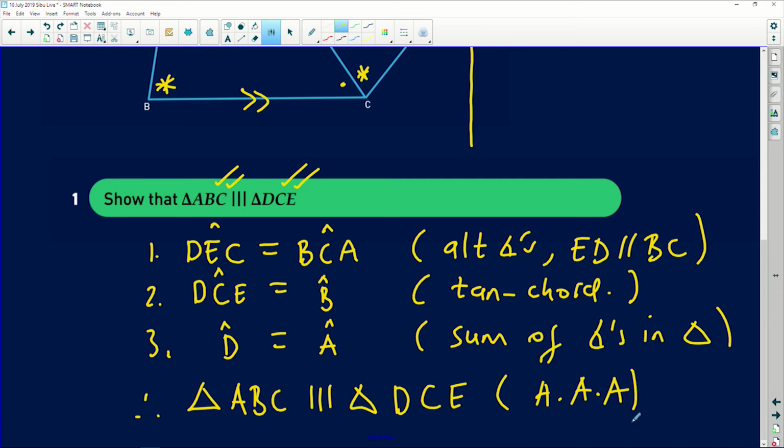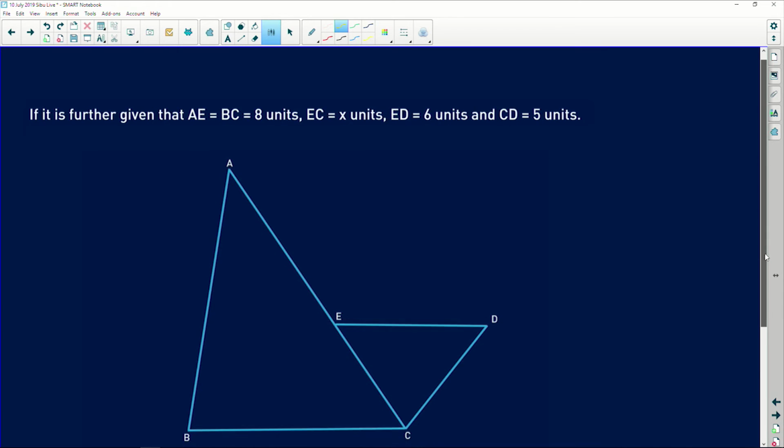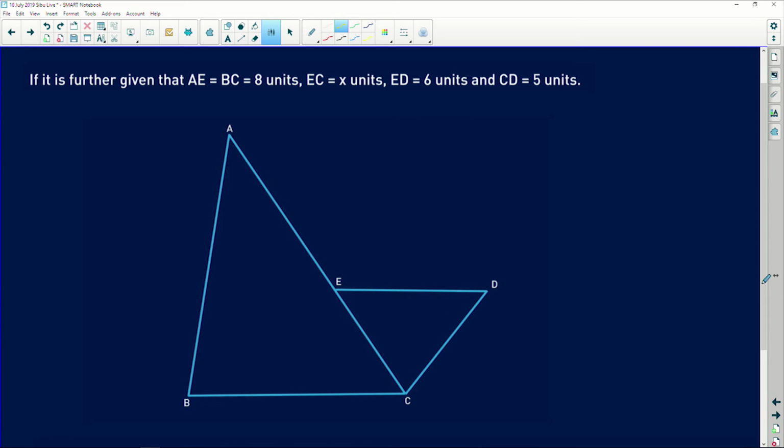Right. Moving on to the second part of this question. It says to us there, it is further given that AE equals BC equals 8 units. Now, it's very important for you to read information and draw or write that information on a sketch. AE, where is AE? AE is this length. It is apparently 8 units. So I'm going to write 8. It is equal to BC. BC is also equal to 8 units.